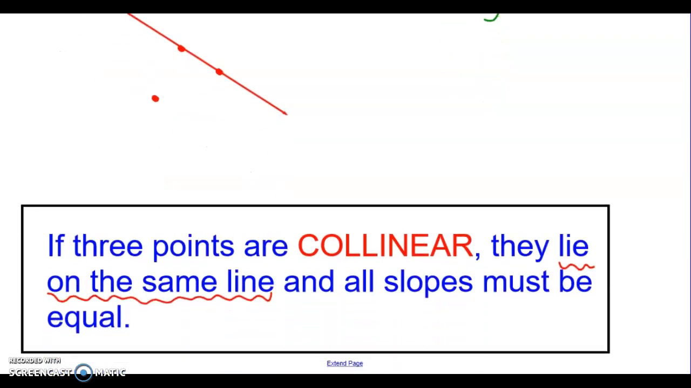One more time. If 3 points lie on the same line, then all slopes must be equal. And a fancy word for saying that 3 points lie on the same line is collinear.